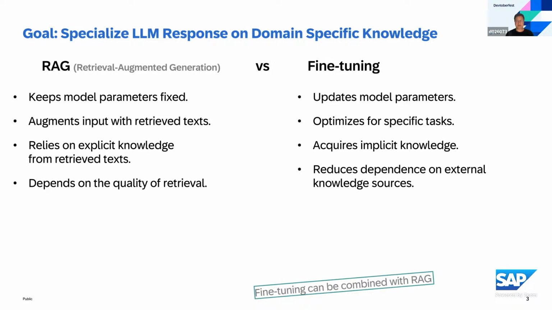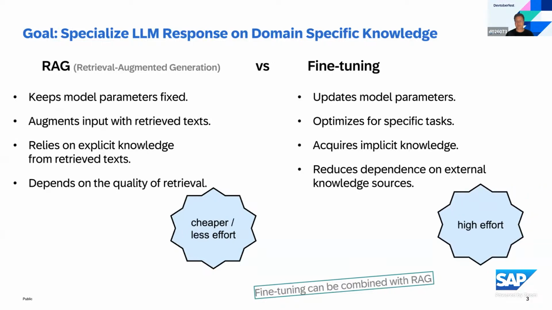In contrast, the fine-tuning approach does update the model parameters. So it changes the network itself in order to optimize for a specific task. In this way, with fine-tuning, the model will acquire implicit knowledge and therefore also reduces the dependence on external knowledge sources. So in summary, we can say using the RAG approach is in general cheaper and less effort. However, if you don't reach the response quality of the model that you want to have, then you should try out fine-tuning. However, there is a higher effort and costs involved. Please note that fine-tuning can also be combined with the RAG approach. So on top of a fine-tuned network, RAG can still be applied to improve the model responses even more.